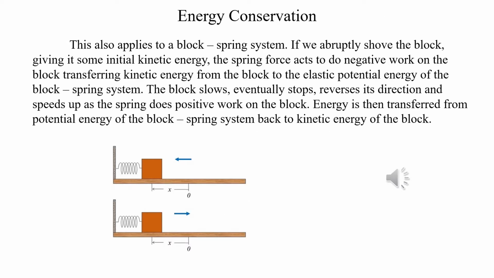All right, we can also apply this idea to a block and spring system without friction. So here I have a block attached to a spring. Initially the block is located at 0 in the diagram, and that's the relaxed position of the spring. And if I abruptly shove the block, giving it an initial kinetic energy, the spring force then will act to do negative work on the block, slowing it down and transferring that kinetic energy from the block to the elastic potential energy of the block-spring system. So it will compress the spring and store potential energy in the spring. So the block will slow down. Eventually it comes to a stop, and then it reverses direction and speeds up as the spring does positive work on the block. The energy is then transferred from the potential energy of the block-spring system back to the kinetic energy of the block.